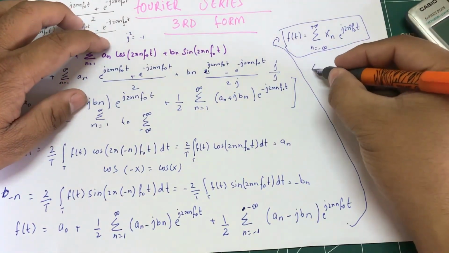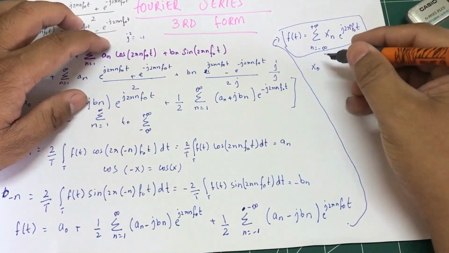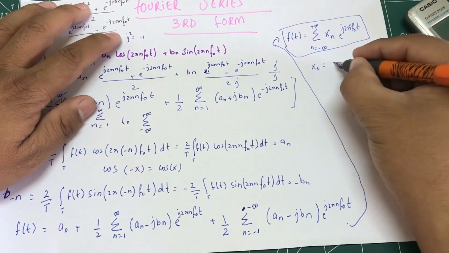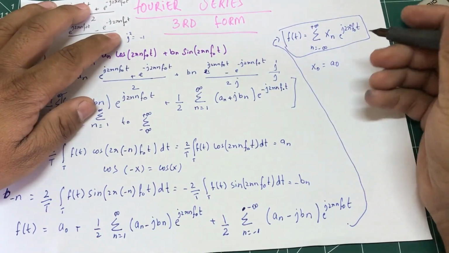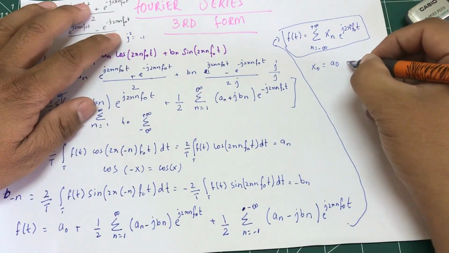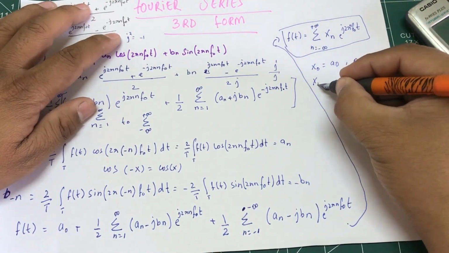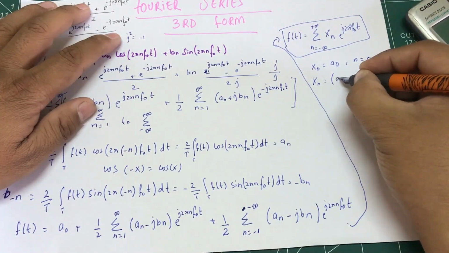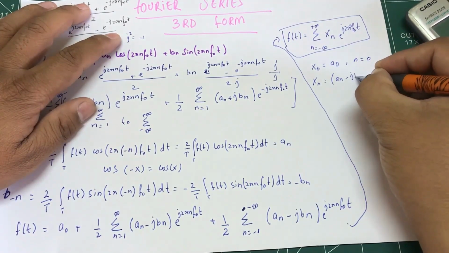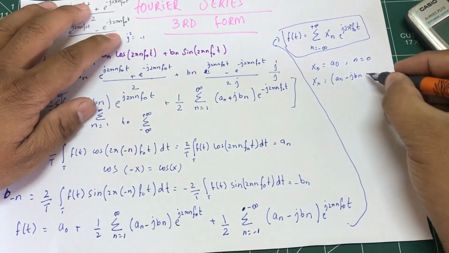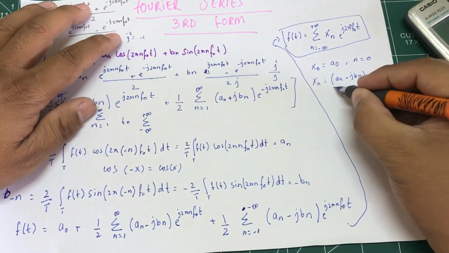So what will be the value of your x naught? Because I need to calculate these x values. So x naught is just like a naught, which is nothing but a DC component. It's just like saying n equals 0, and your x of n is just nothing but an minus jbn divided by 2.